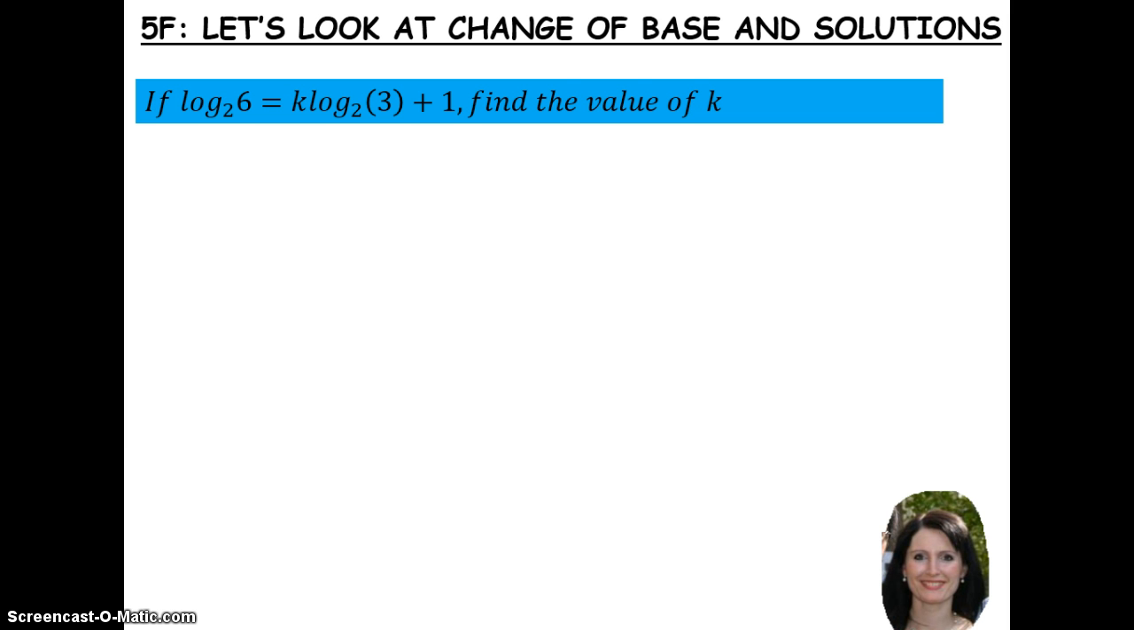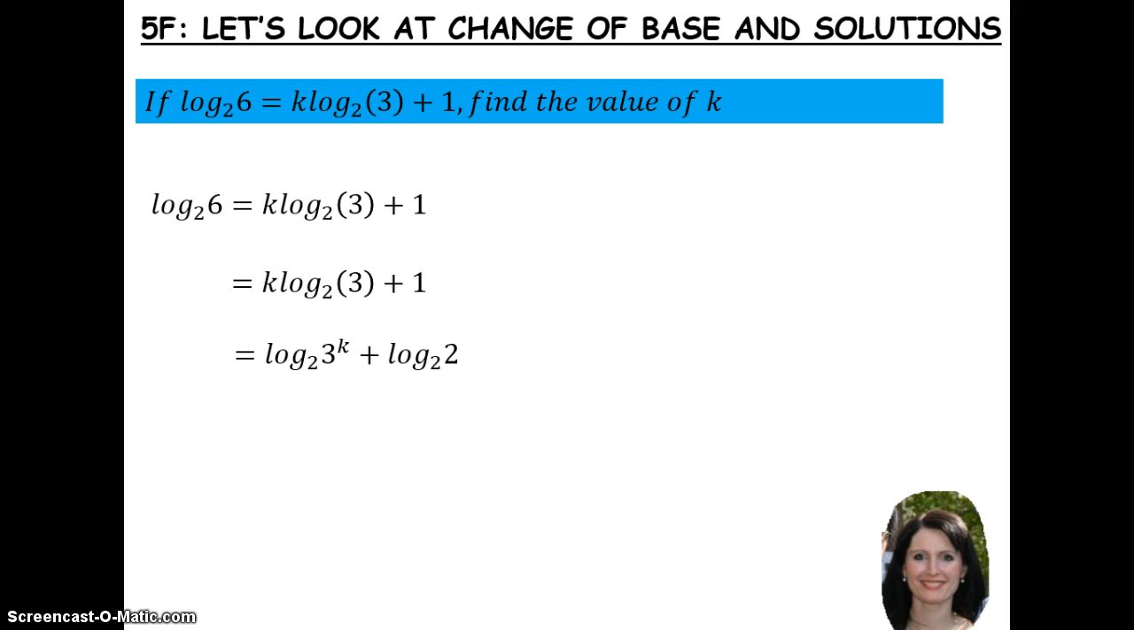Let's look at this one. If log_2 6 equals k log_2 3 plus 1, we want to find the value of k. So log_2 6 equals k log_2 3 plus 1. We end up with log_2 3 to the power of k. Remember that when you've got something on the left of the log, we can just put that to the power. Plus log_2 2. Notice how I've put them in the same log. So 1 is just log_3 3 or log_2 2 or log_e e. There we go, it's log_2 2, so I have the same base. So log_2 3^k times 2. Remember that when you add them, you actually multiply.